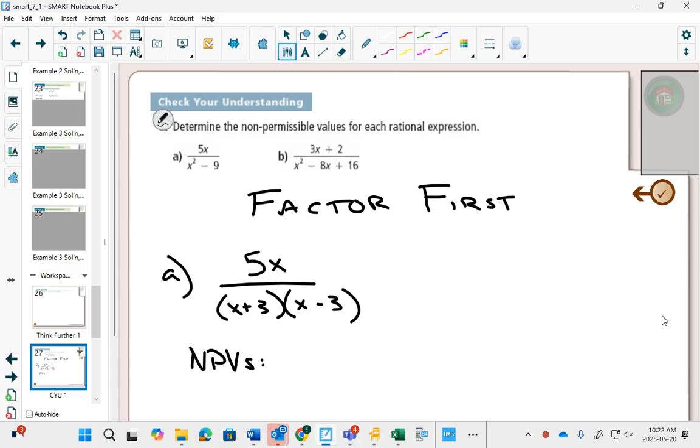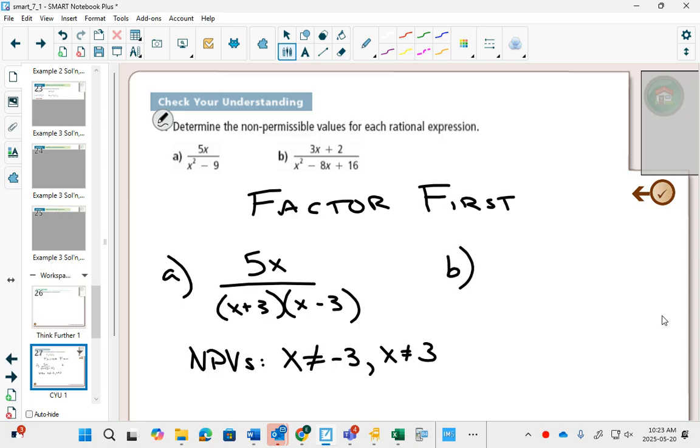I'll give you a hint, this one has 2 of them. What number could you plug in that would make you divide by 0? Negative 3. So we write x cannot equal negative 3. What else could you plug in that would make you divide by 0? Because you see in the first factor, minus 3 would make you divide by 0. Second one, 3. So we also write that x can't equal 3. This has 2 non-permissible values.